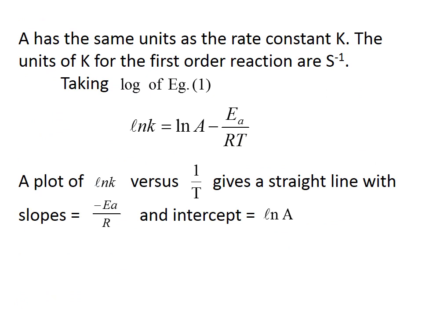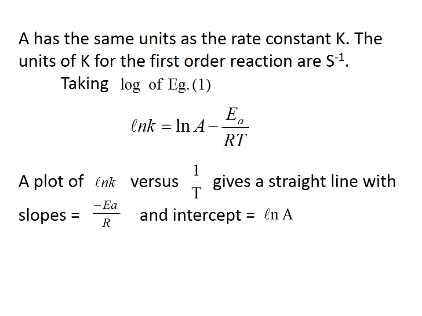Now A has the same unit as the rate constant. The unit of K for the first order reaction is s^-1. Therefore, for the frequency factor A, the unit is s^-1. And you take log on both sides of equation 1, you will get ln K equal to ln A minus Ea by RT. A plot of ln K versus 1 by T gives a straight line with slope equal to minus Ea by R, and the intercept will be equal to ln A.